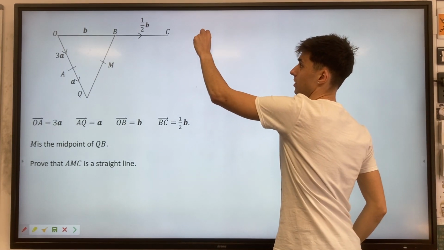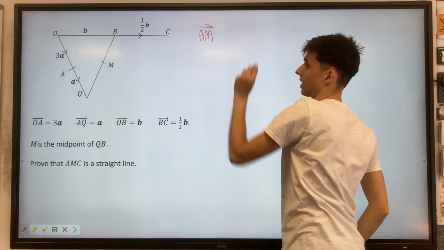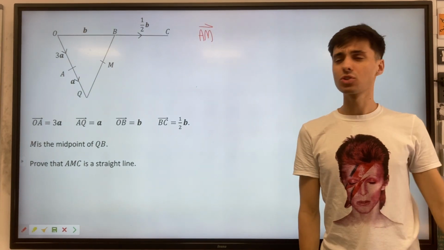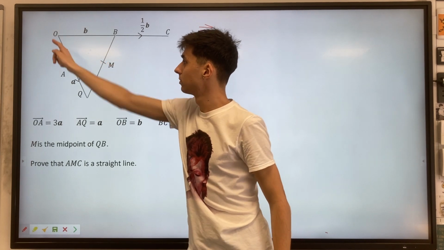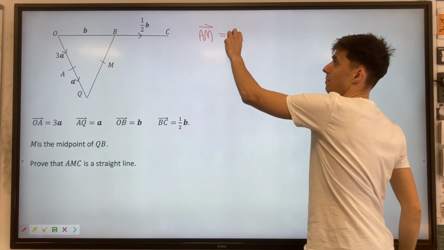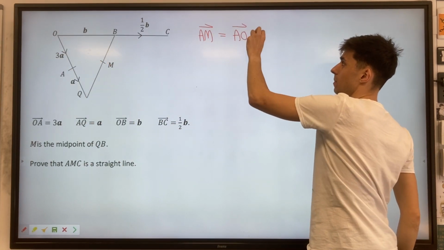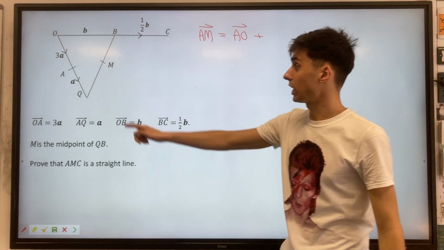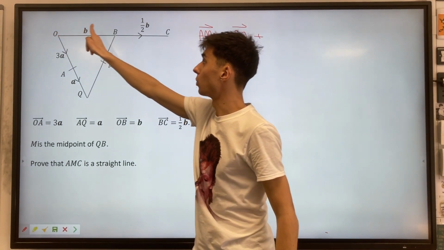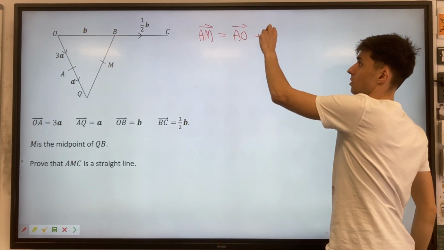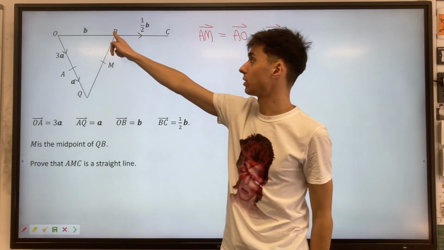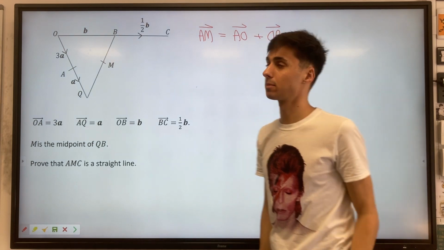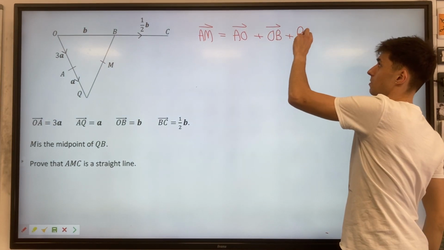So we want to find AM as a vector. And if you start at A, well, we could go from A to O. So let's write A to M, we can do A to O. The next part of our journey would have to be going from O to B. So plus O to B. And the third part of our journey would be going from B to M, plus BM.